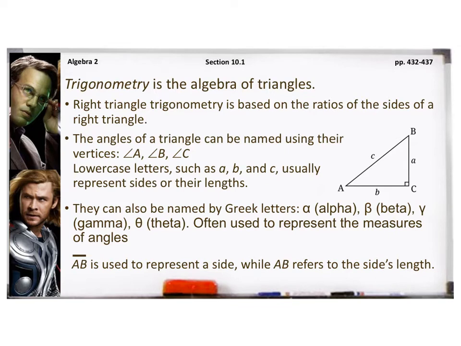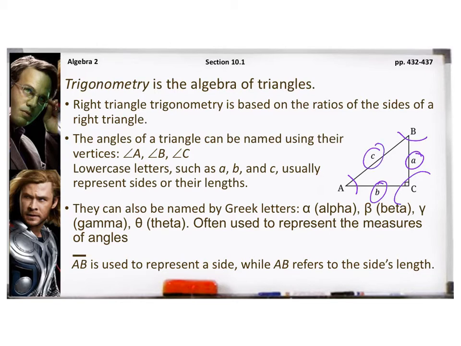Trig is the algebra of triangles. Right triangle trigonometry is based on the ratio of the sides of a right triangle. This is how we define our sines and cosines and tangents and cotangents and all of them. The angles of a triangle can be named using their vertices, usually capital letters. Lowercase letters, such as a, b, and c, represent the side lengths opposite the angle. So if angle A is here, side a is there. Angle B, side b. Angle C, side c.